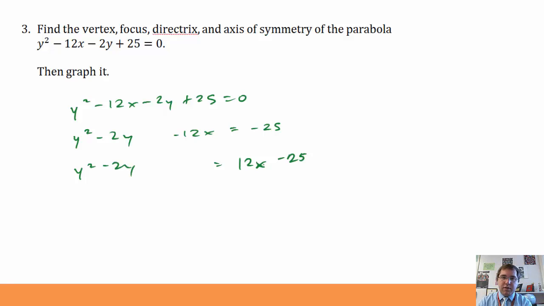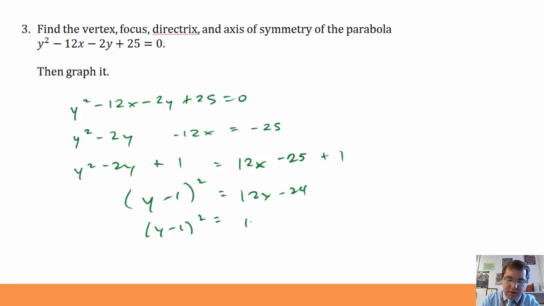So I will take negative 2 divided by 2, that's negative 1, and I'll square that, and that's positive 1. So I need to add a 1 to the left-hand side. If I add a 1 to the left-hand side, that means I have to add it to the right-hand side as well. Okay? That means I can then factor the left-hand side as y minus 1 quantity squared. That's what completing the square lets me do. And that equals 12x minus 24. Now this looks more like a parabola. If I just factor out the 12 over here, get x minus 2, and I divide both sides by 12, I get 1/12 of y minus 1 squared equals x minus 2. That's my equation then.